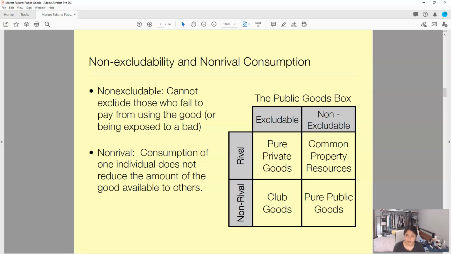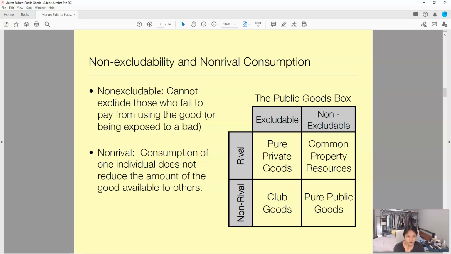Non-excludable means that I cannot exclude those who fail to pay from using a good. Non-rival means that my consumption of a specific good does not reduce the amount of the good available to others. If a good is non-rival and non-excludable, that good is a public good. We call that a pure public good. If a good is rival and excludable, we call that a pure private good.